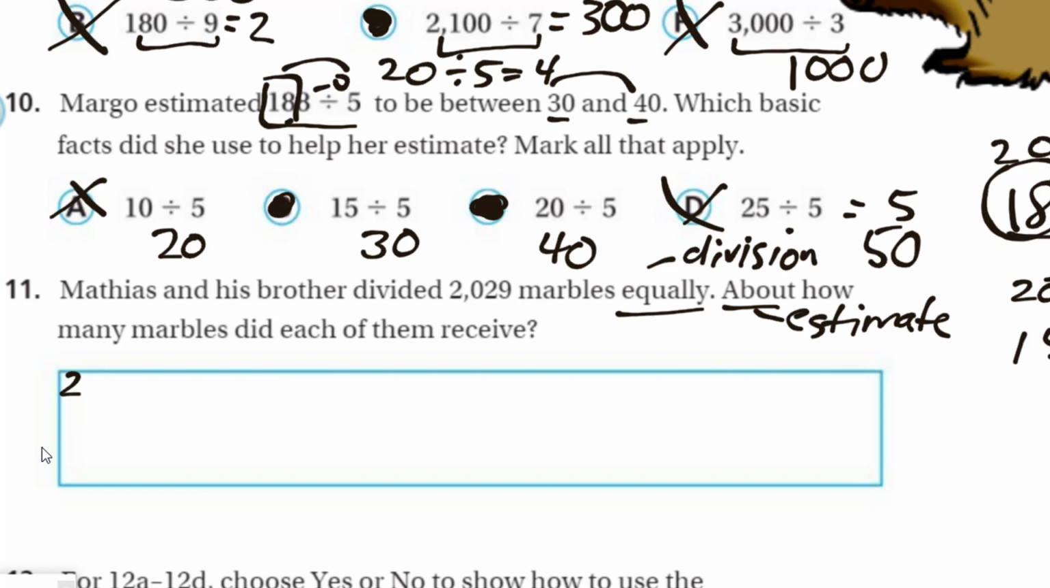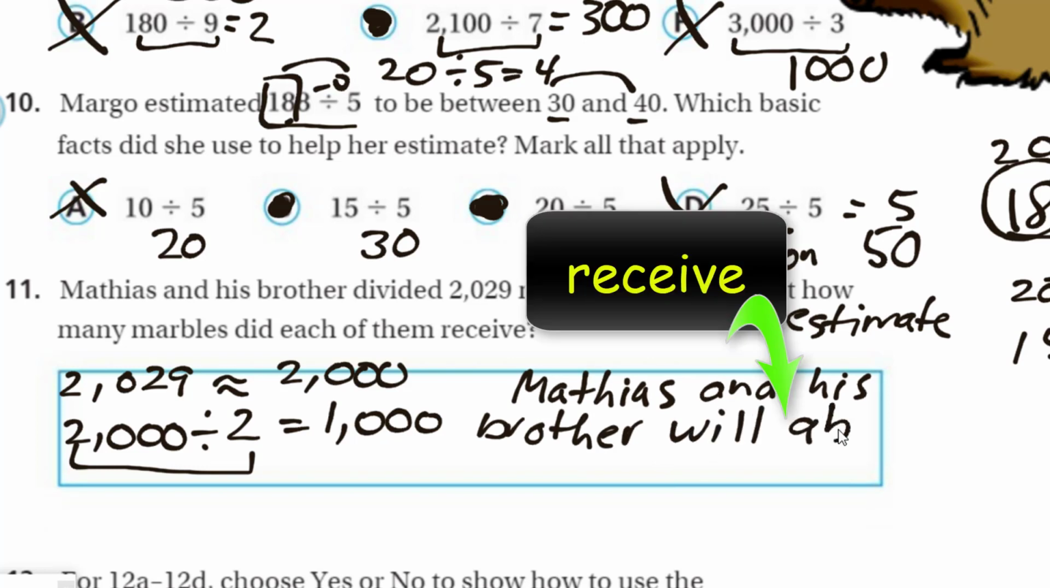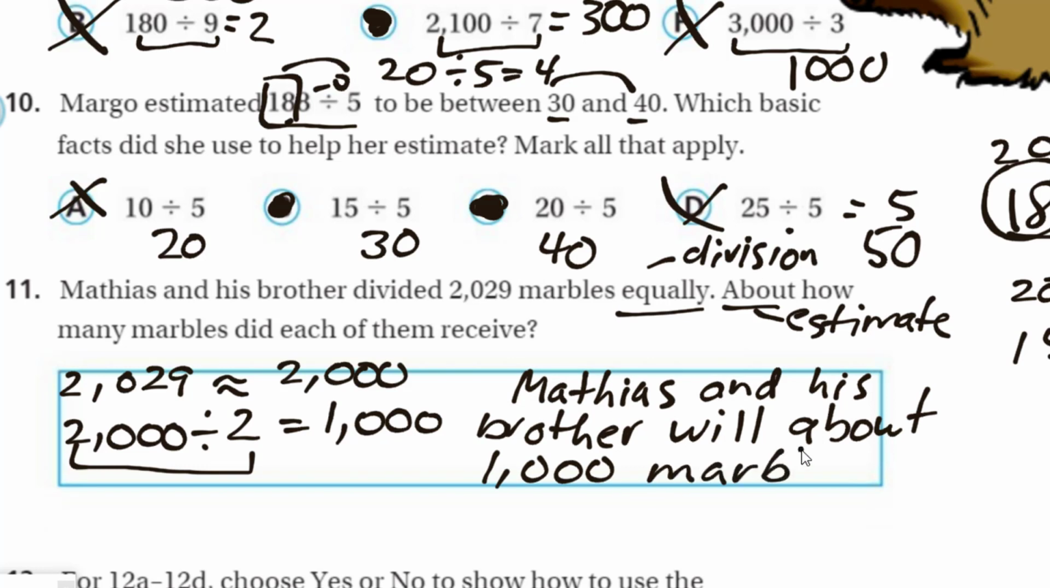So I'm just going to write all this in the box. 2,029, I'm just going to draw this little symbol here, is equivalent to, if we were doing an estimation, really 2,000. Okay? So then we're saying, I want to take 2,000 and divide that by two people, right? Because we have Matthias and his brother. So it's just to divide it by 2. Well, that's really easy. Look at the basic fact. 2 divided by 2 is equal to 1. And look, we have 3 powers of 10. So we have 1,000. So now I can just write Matthias and his brother will receive about, we need to put that word in there, 1,000 marbles each.